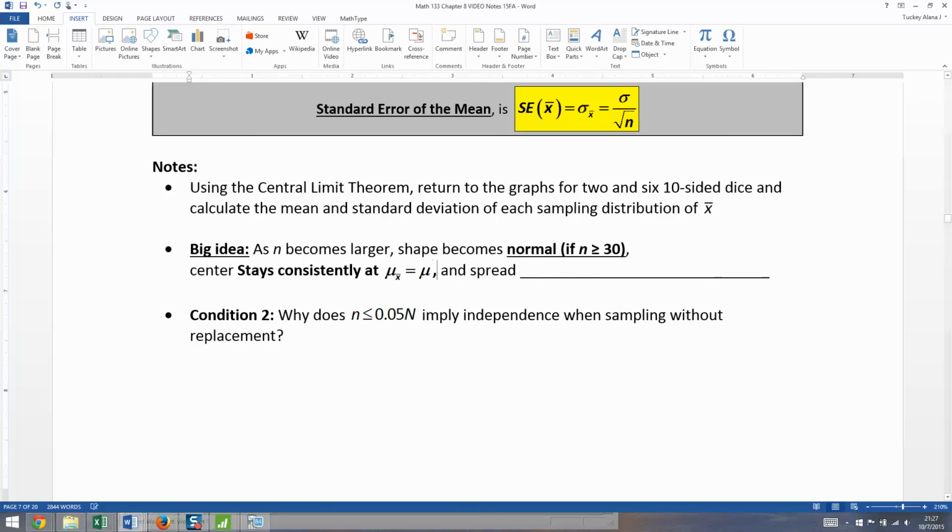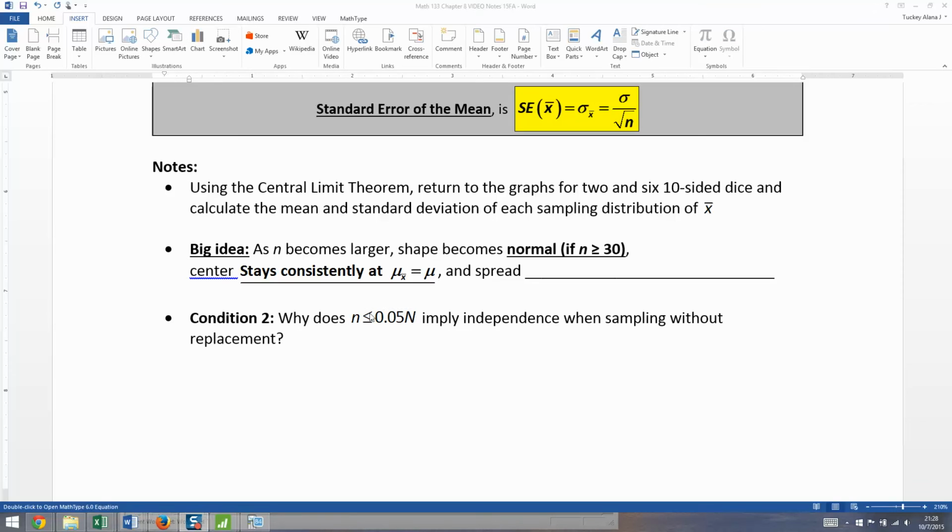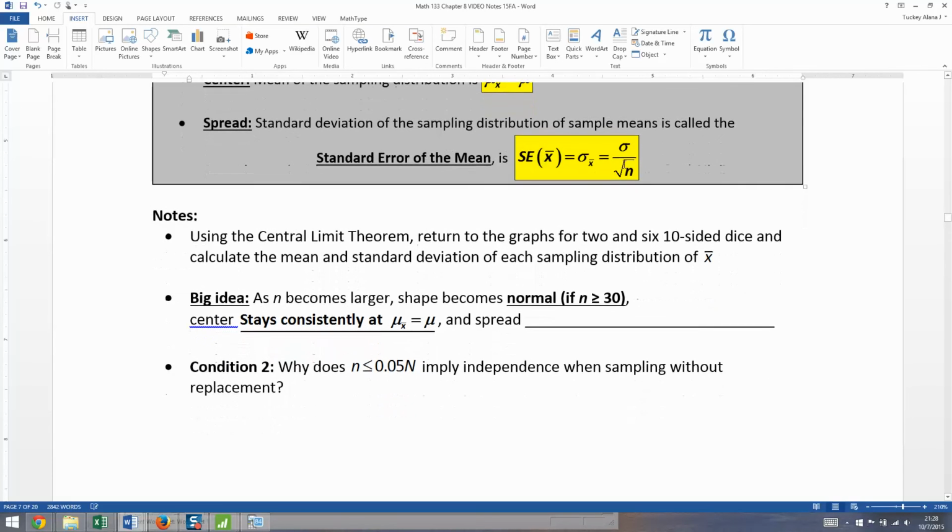Okay. But the spread is another story, right? The spread will shrink. The larger the sample size, the smaller the spread, because the square root of n is in the denominator. That means that the larger your n is, the smaller the overall fraction is, i.e. the smaller your standard error is.